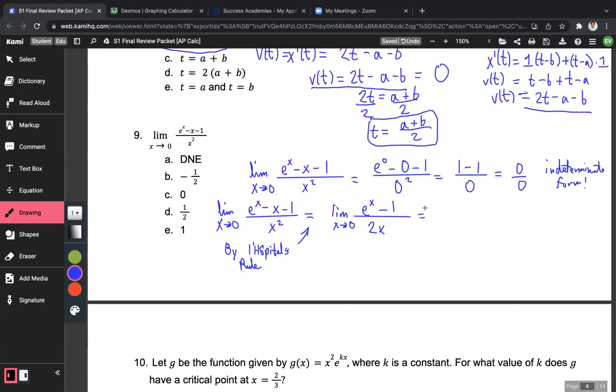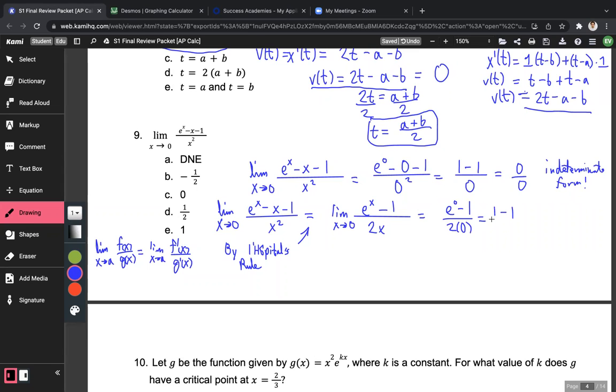No quotient rule, nothing funny here. All that we're saying is that the limit as x goes to a of f of x over g of x is going to equal the same exact limit of the derivative of the numerator over the derivative of the denominator. Okay, so now back over here, let's try direct substitution again, plug in 0, so that gives me e to the 0 minus 1 over 2 times 0.